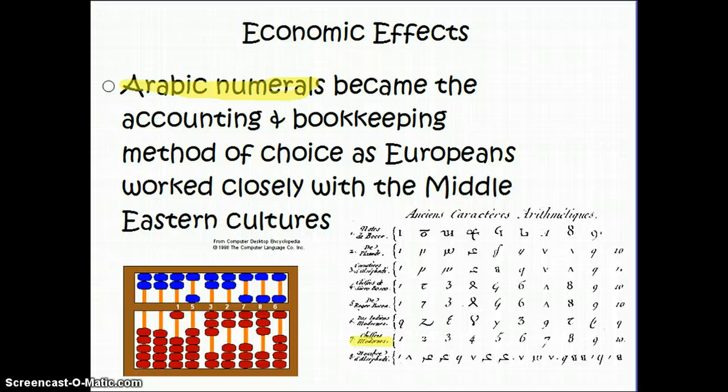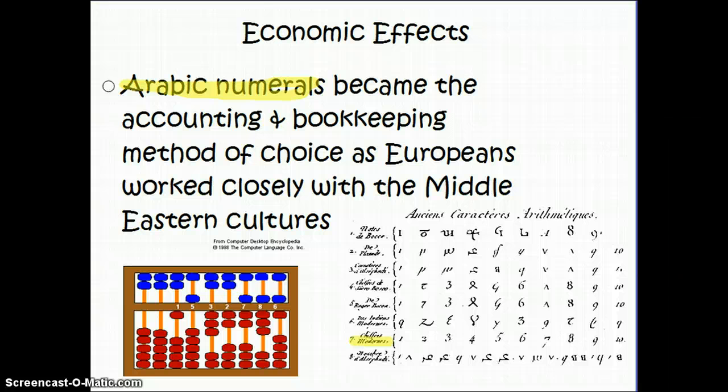So, our last little bit is about the economy. We started using Arabic numerals in our relationship with trade with the Middle Eastern cultures. We've talked a little bit about that, how the Romans had the system with the letters and the numbers, but the Muslims had more of an alphabet system for numbers.